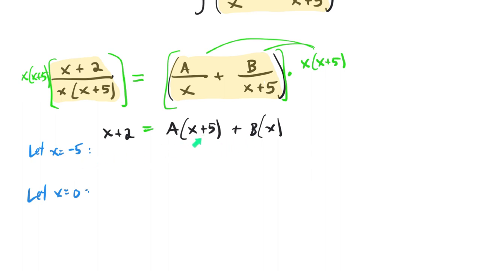Then choose values of x that will make each of these factors cancel out one at a time, starting with x equals -5, which means we'll have 0A plus -5B equals -5 plus 2. So B is 3/5. And when x is 0, we have 2 equals 5A plus 0.